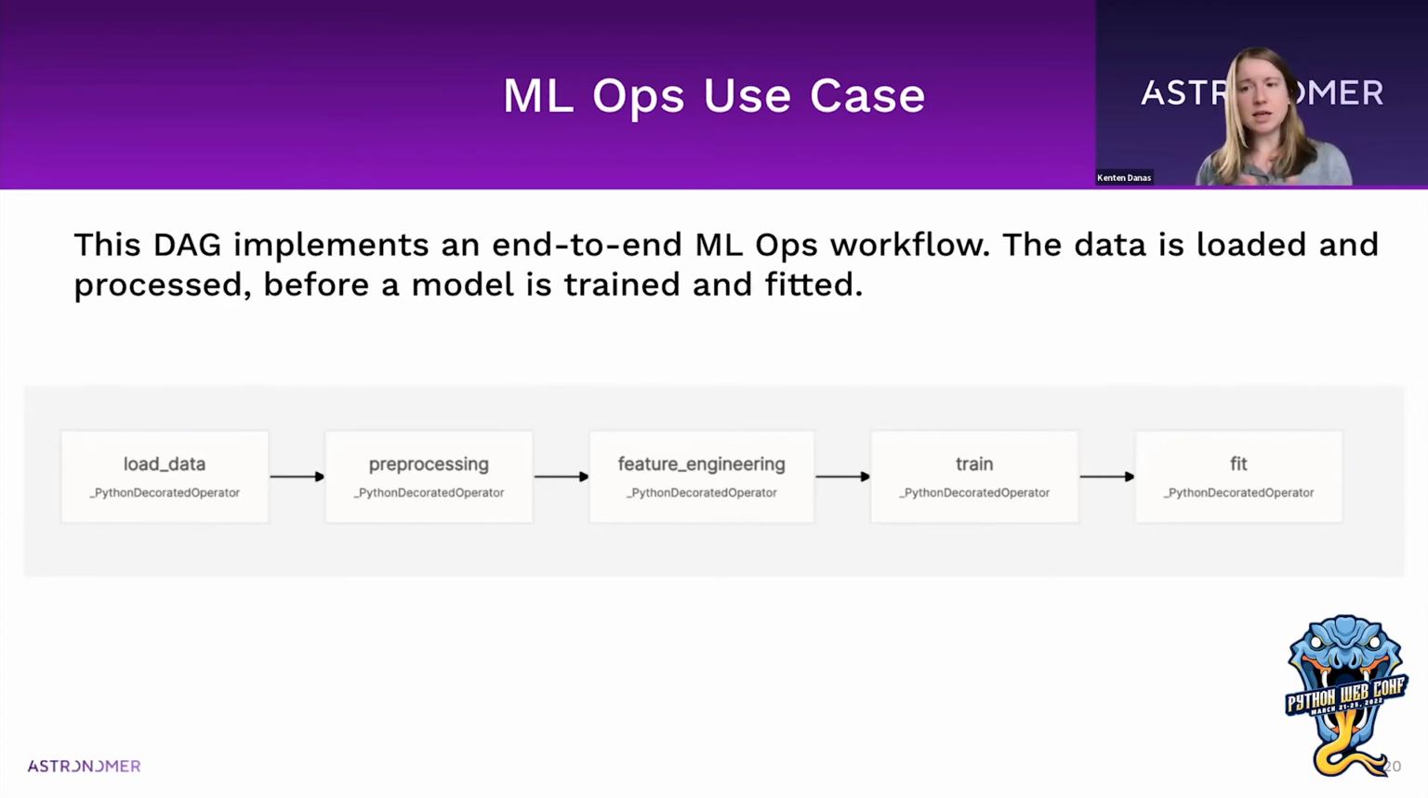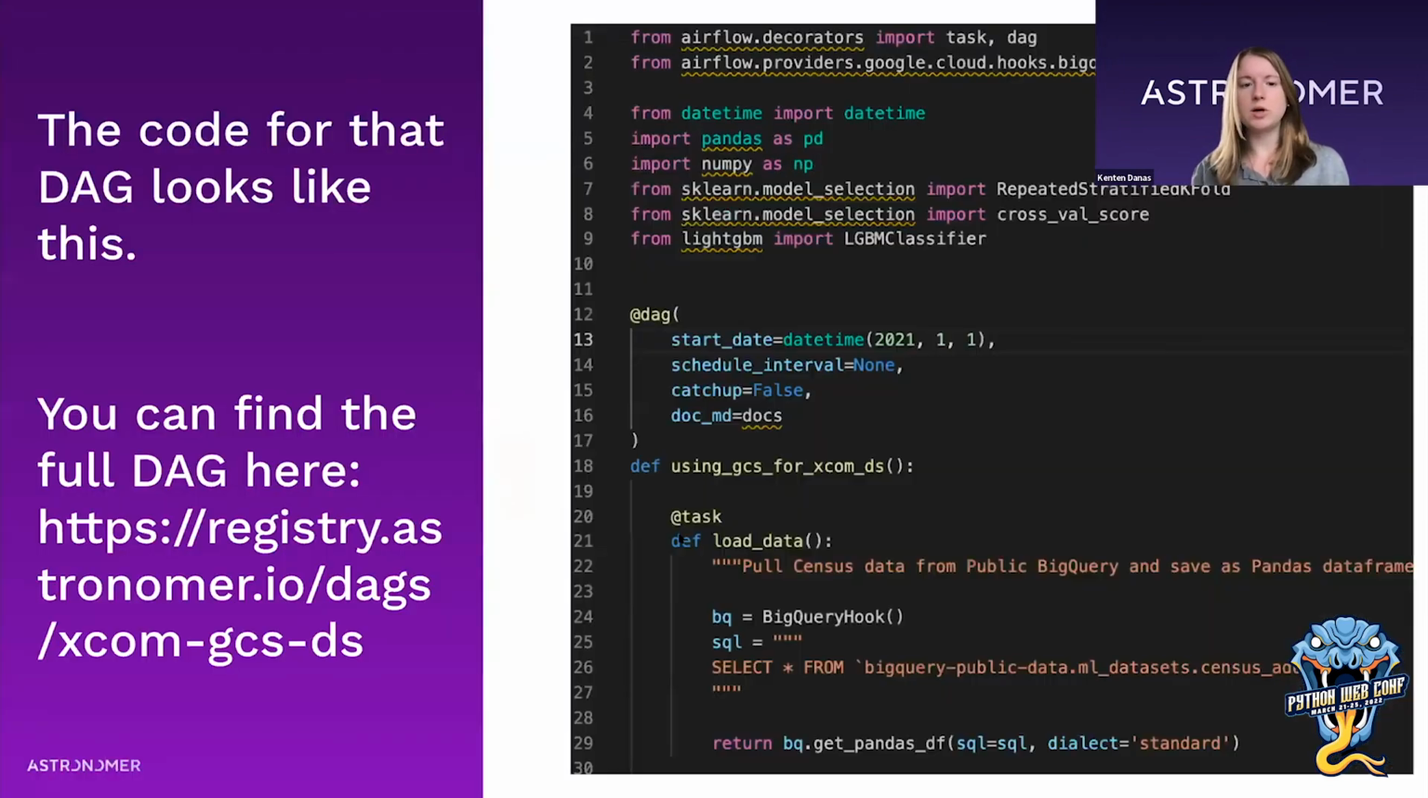But in this case, rather than using those very specific operators from provider packages like I showed in the last DAG, we actually want full control over the code that gets run in our tasks. So we're going to write our own Python functions and then turn them into Airflow tasks. And it turns out in Airflow, this is actually just as easy. So diving into the code, again, for this one, I've also linked the full DAG on the Astronomer registry here. If you want to take a look and play around with it, you can also copy the code and run it yourself.